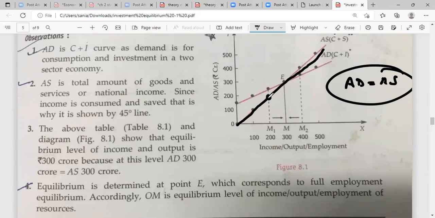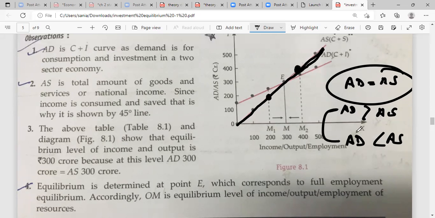Here you can see AS is down and AD is above. So at that time AD is greater than AS, right? And similarly over here you can see your savings are more and demand is less. So AD is less than AS, right? So you have this situation. From this situation you have to come to this situation.